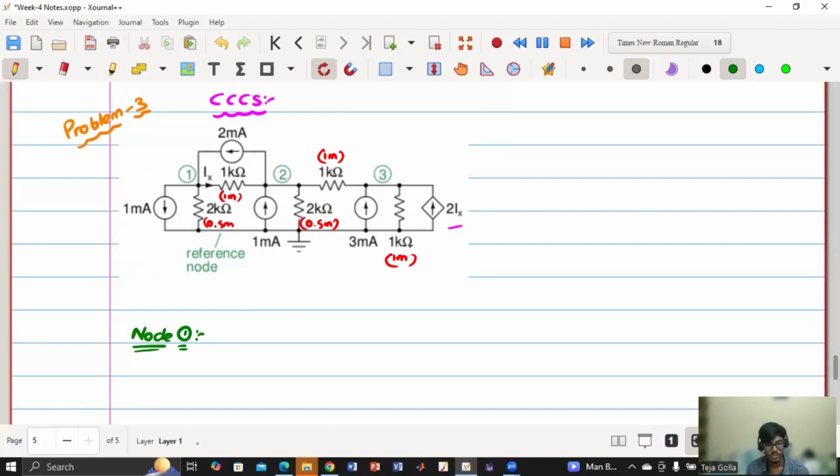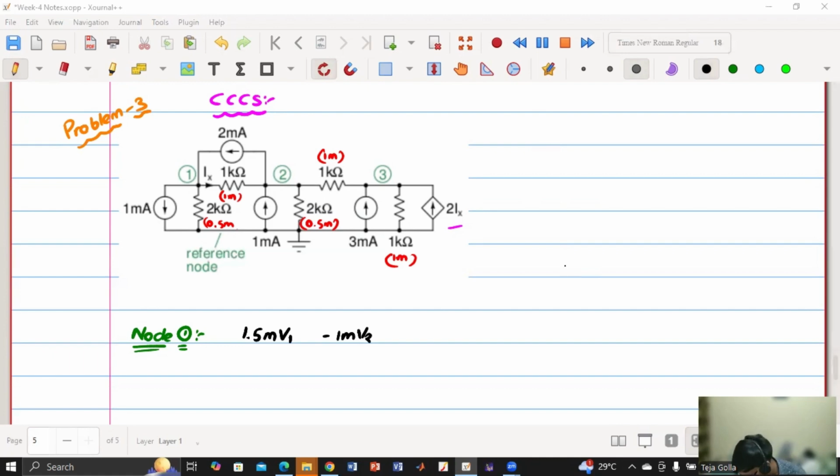A11 is the total conductance at node 1. So how much are we going to get? 1.5 milli, yes. 1.5 milli into V1. And A12 is the negative of the conductance between node 1 and node 2. Minus 1 milli, yes. Minus 1 milli into V2. And then A13, it's 0, yes.